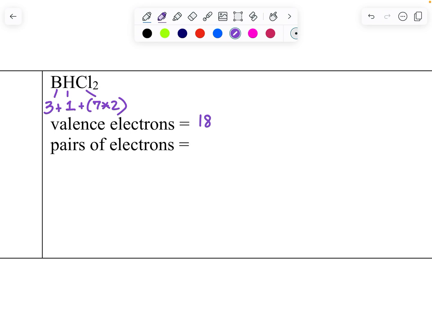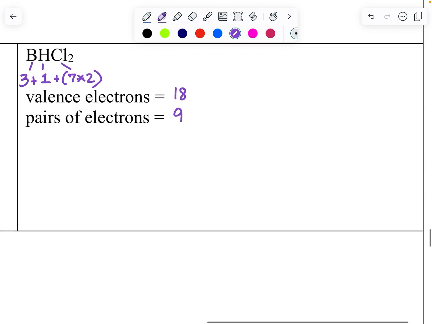I like to work in pairs of electrons, so I am going to divide by 2, and I have 9 pairs available. So my first step is to arrange my atoms, and the general rule is the first element is the center atom. The exception to that is there's never going to be a hydrogen in the center of a molecule, because hydrogen can only have one bond, one single bond. So boron in the middle, and I'm going to put my hydrogen and my 2 chlorines around it.